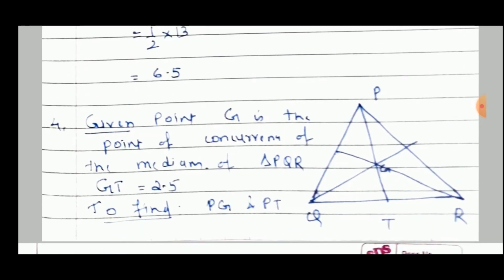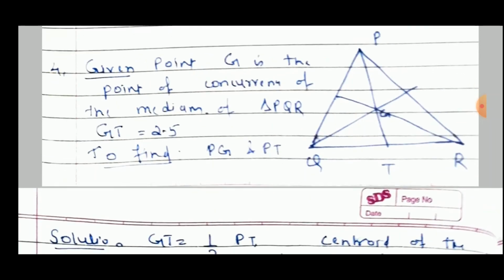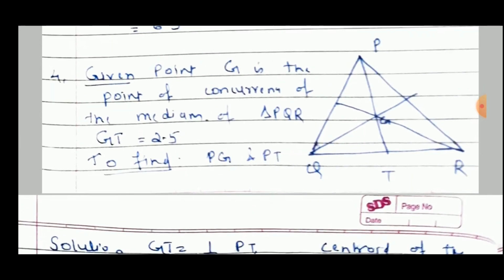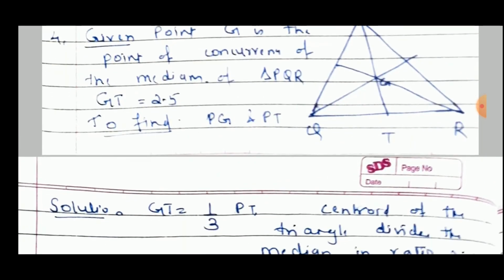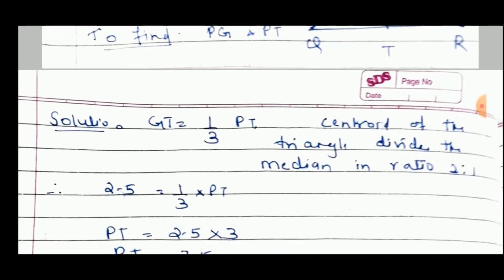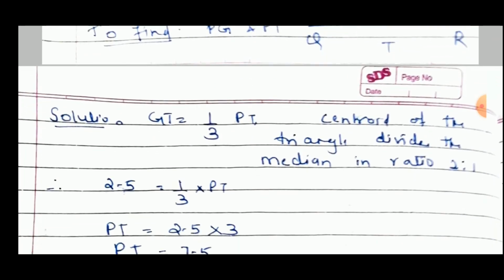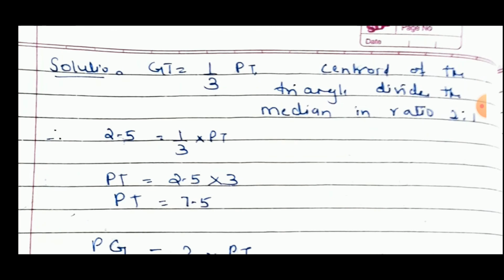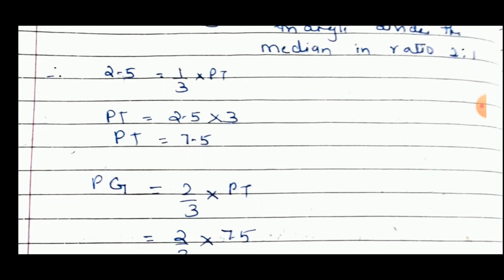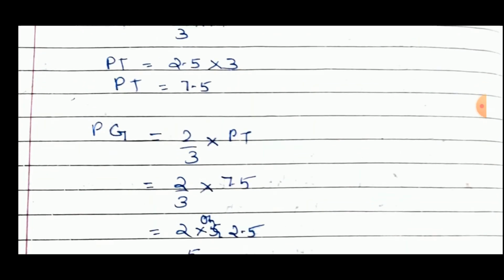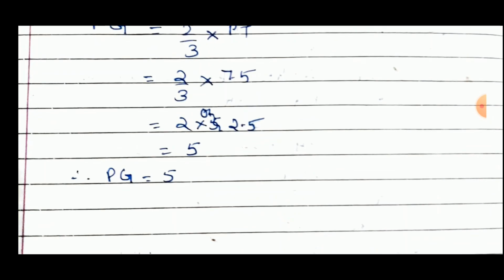Now the fourth one, in the triangle, point G is the point of concurrence of the medians. GT is equal to 2.5. Find PG and PT. Now GT is equal to 1/3 of PT, since the centroid of the triangle divides the median in the ratio 2:1. So 2.5 is equal to 1/3 into PT. So PT will be equal to 2.5 into 3. So PT is equal to 7.5. So PG is equal to 2/3 of PT. So 2/3 into 7.5, that is equal to 5. So PG is equal to 5.